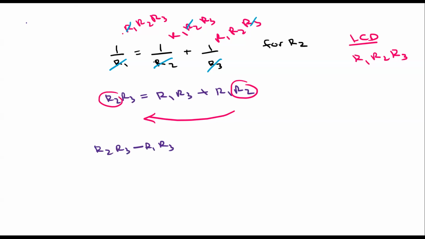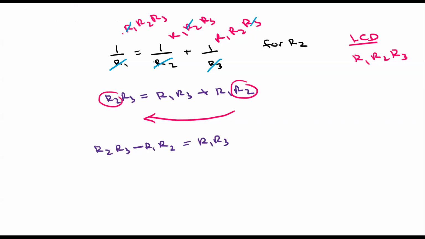So anytime you want to bring something to the other side, you do the opposite operation. Okay, then we're going to factor. Okay, I messed up somewhere. Let me erase that. So I put a R1, R3, that should have been R1, R2. Okay, because it's R1, R2 when you bring it over. All right, so we get R2, R3 minus R1, R2.